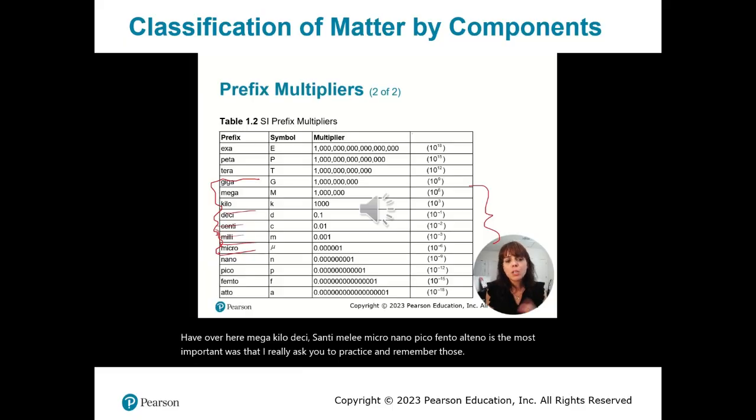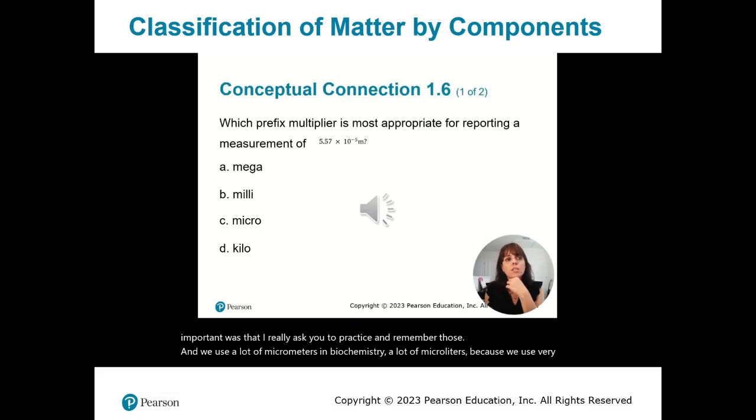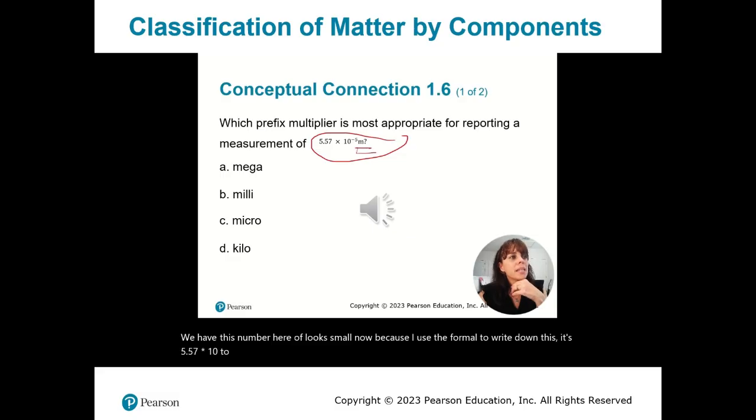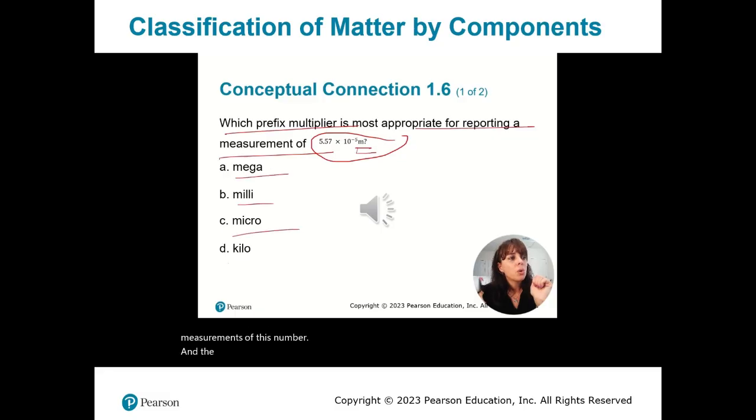We use a lot of micrometers in biochemistry, a lot of microliters, because we use very small quantities of substance. So here we have this number. It looks small now because I used the formula to write it down: 5.57 times 10 to the negative 5 meters. And it asks which prefix multiplier is most appropriate for reporting a measurement of this number: mega, milli, micro, or kilo.